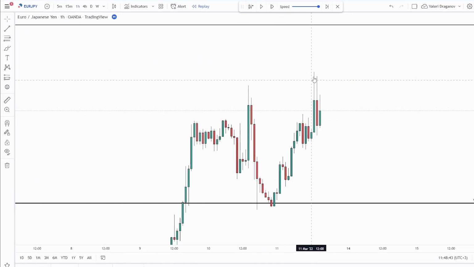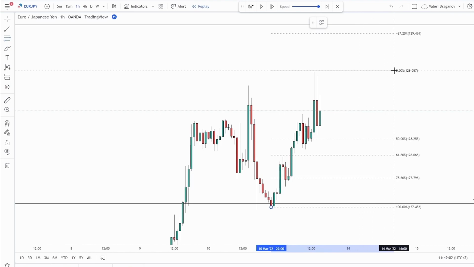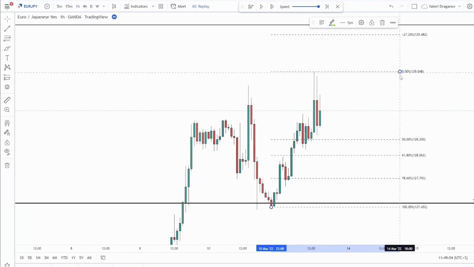Here we have a huge impulse wave. This is not a correction, and this too is not a correction, because as we already said, on the 1 hour chart we must have at least 5-6 candles to have a correction. So this is not a correction. This is a whole impulse wave. So we apply Fibonacci from the beginning to the end of the impulse wave. And let's see what happened next.